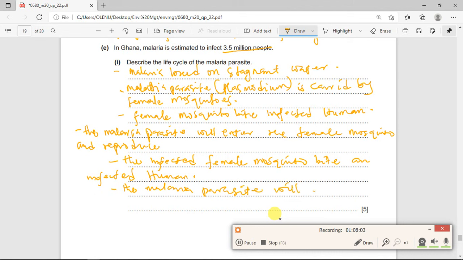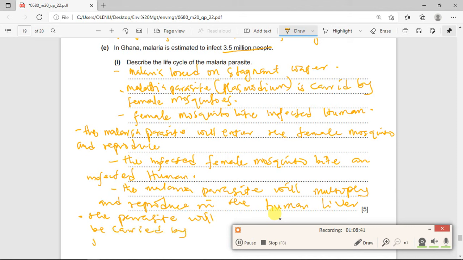It will multiply and reproduce in the human liver. And once that is done, the parasite will now be carried by the blood. That will give you your full mark.